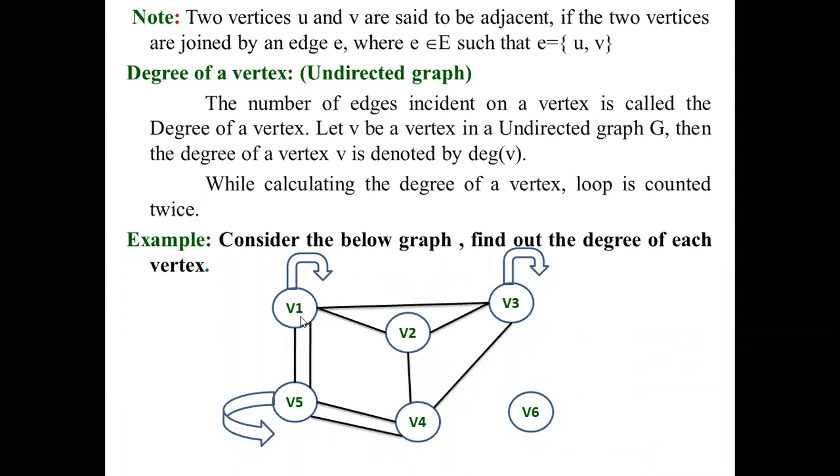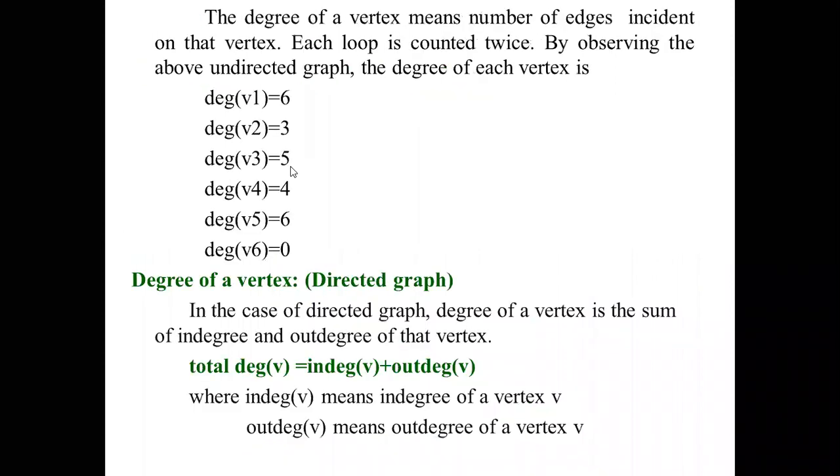So at V1, how many edges are incident? 1, 2, 3, 4, and V1 has a self loop, which is counted twice. So 2, 3, 4, 5, 6. The degree of V1 is 6.